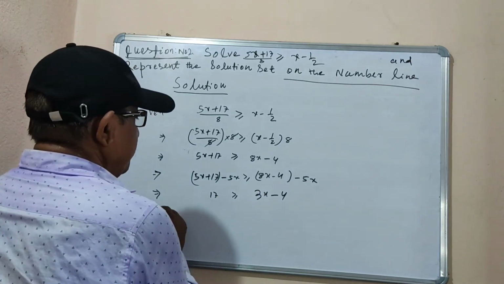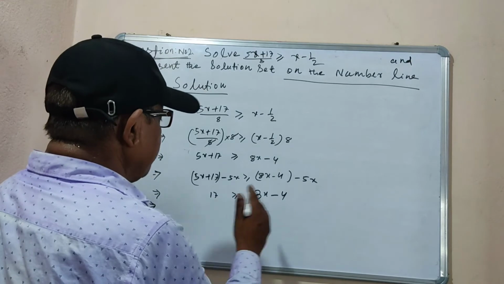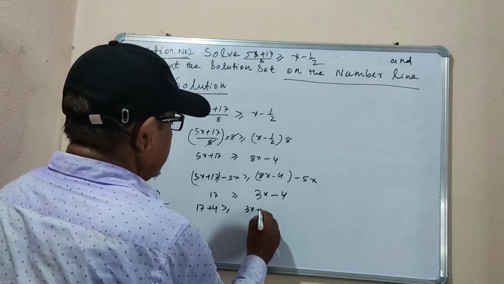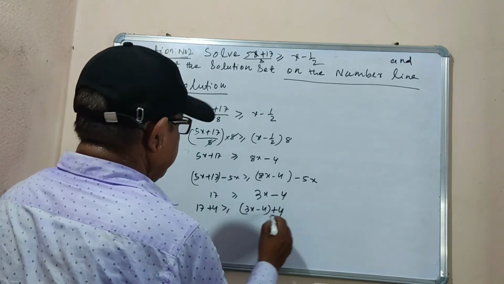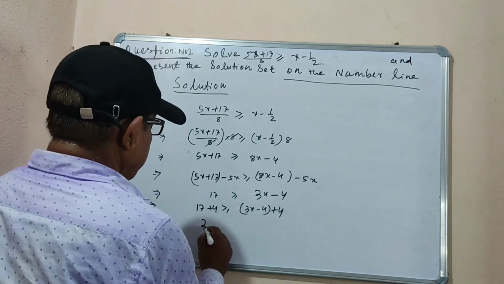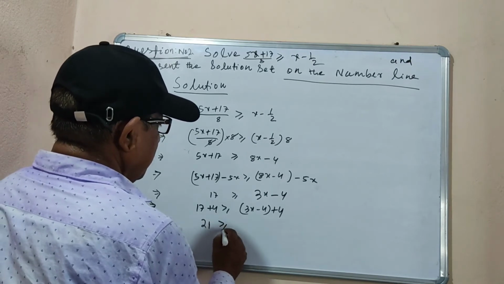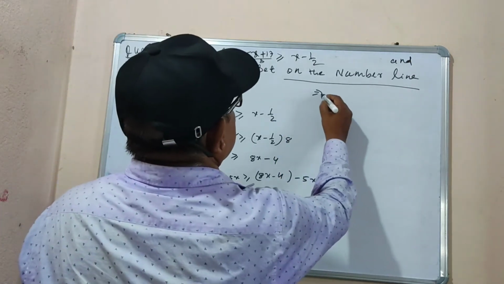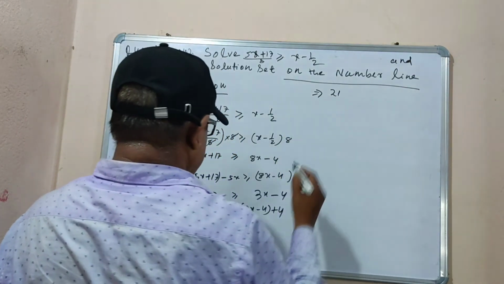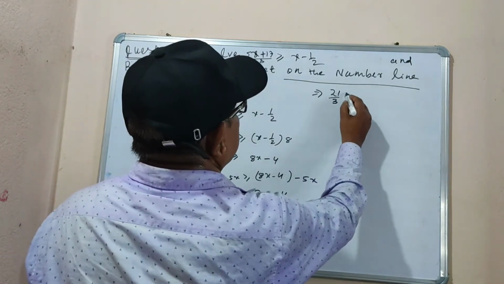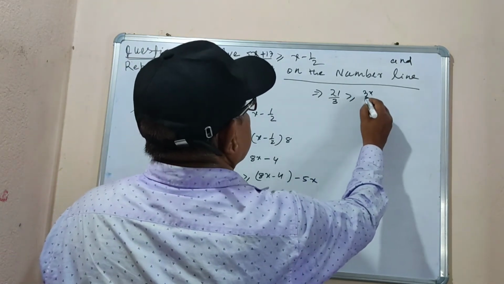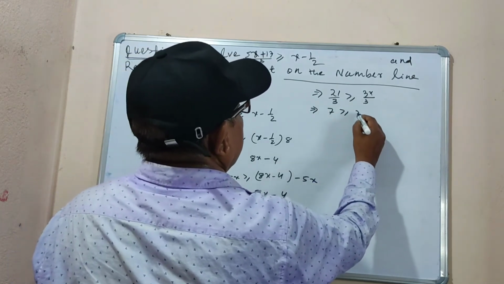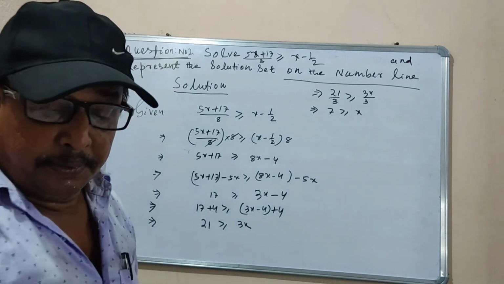This implies we add 4 to both sides of the inequality, that is 17 plus 4 greater than or equal to 3x minus 4 plus 4. Then it is 21 greater than or equal to 3x. Finally, we divide both sides by 3: 21 by 3 greater than or equal to 3x by 3, which implies 7 is greater than or equal to x. This is the final step.